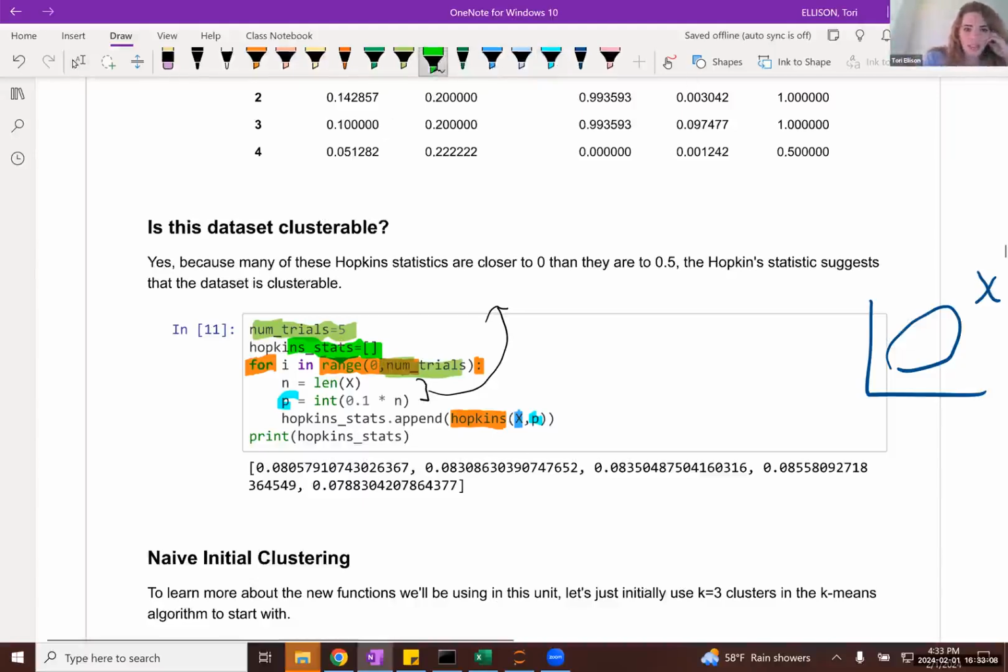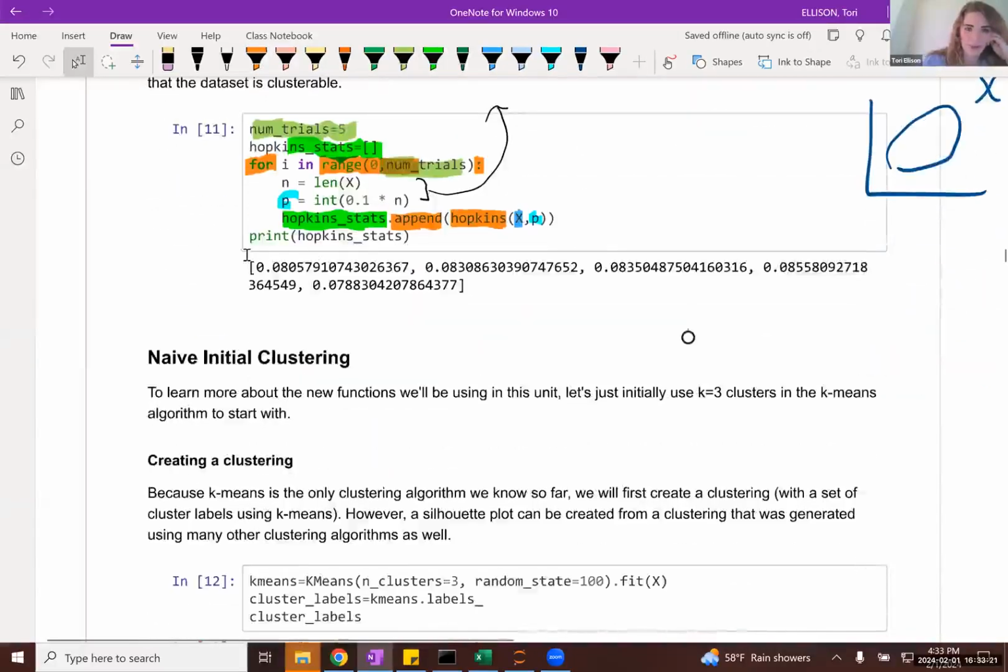Okay, and so what I'm going to do is calculate 5 Hopkins statistics, and for each of those statistics that I calculate, I'm going to append it to my Hopkins stat list. And so this is my list of Hopkins statistics that I have calculated here. So I might have given it away, but based on these Hopkins statistics that we're looking at here, do we think that the data set is clusterable? So yes or no?